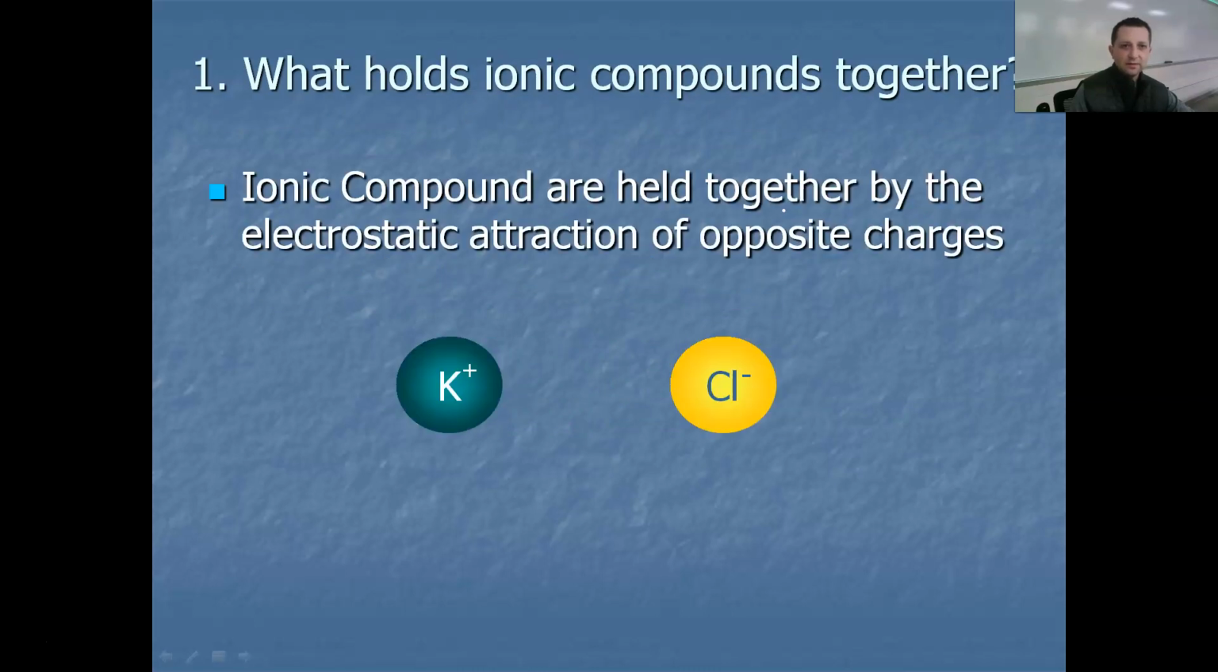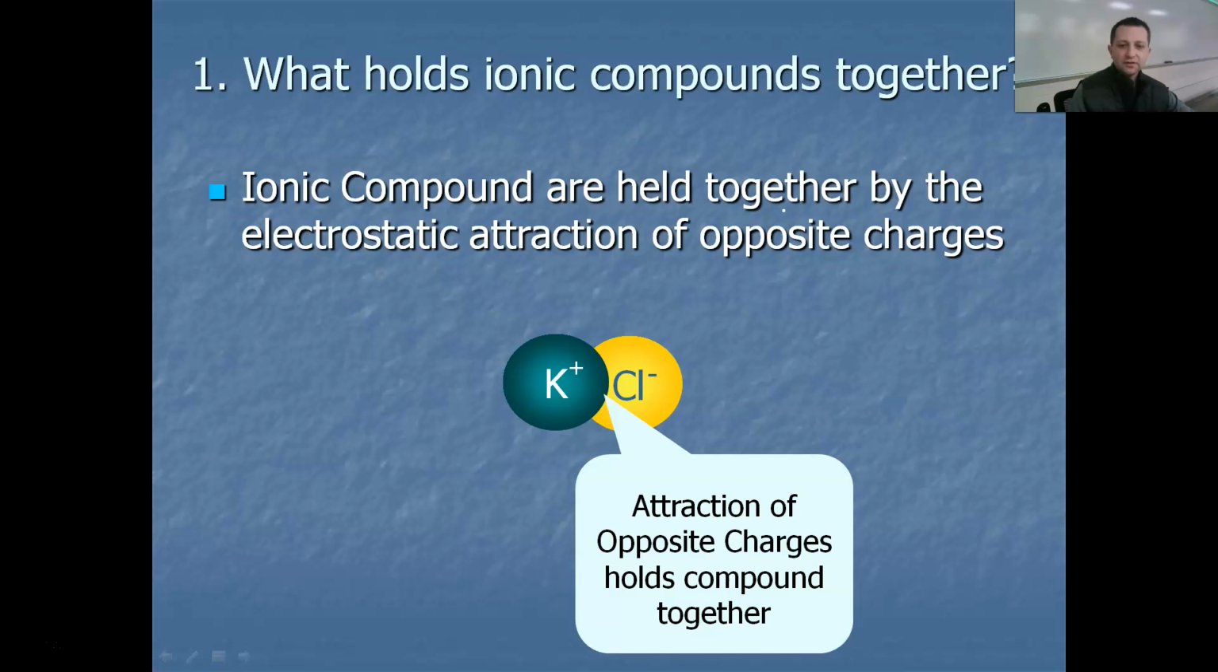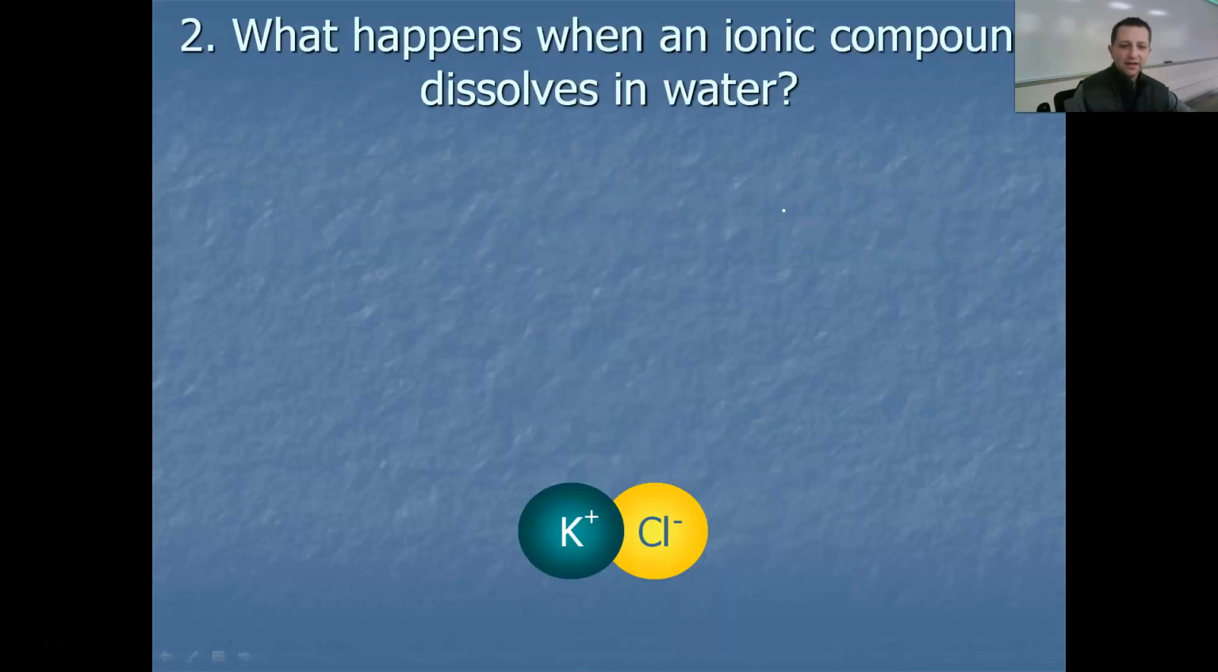So what holds an ionic compound together? Ionic compounds are held together by something called electrostatic attraction, and that is simply the attraction of opposite charges. So you have K plus 1, Cl minus 1, and of course we know by now opposites attract, and they come together. All right, so the attraction of opposite charges holds that compound together.